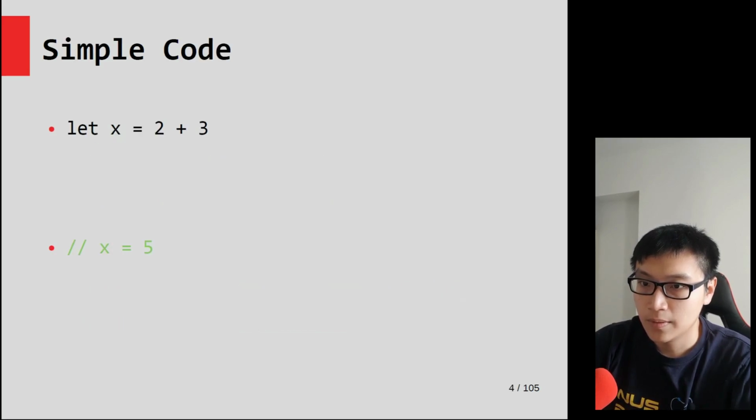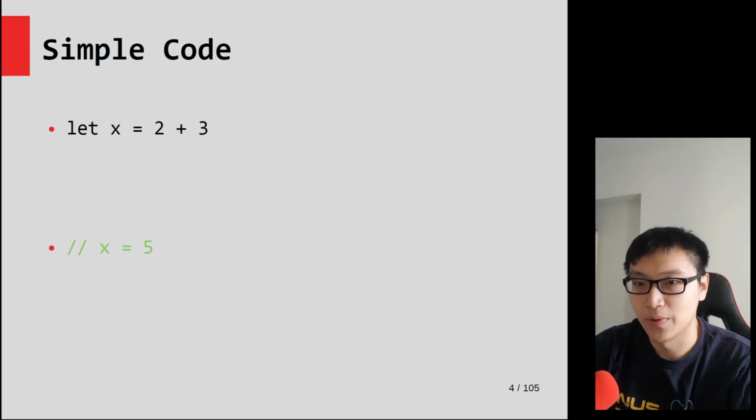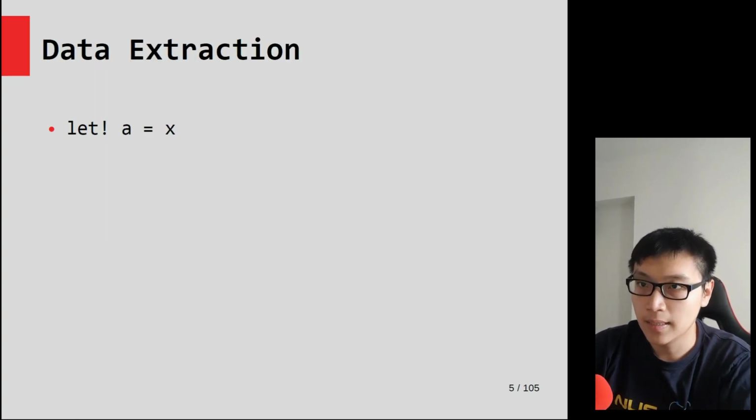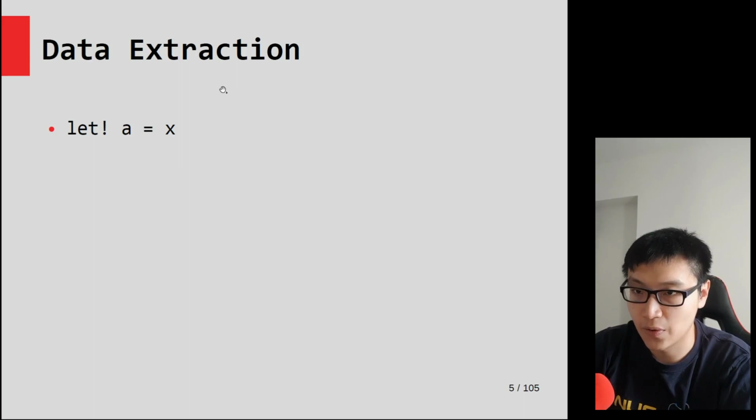So we'll start off today's talk with this very basic simple code. Let x equal 2 plus 3. Of course, you know that this would give you x equals 5. That is obvious. But now I want to introduce a different notation that we will use throughout this talk. It is the data extraction form.